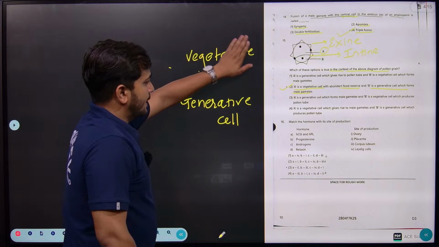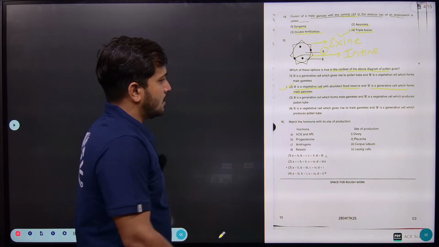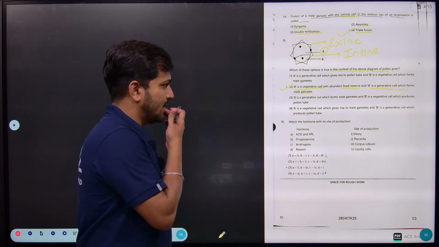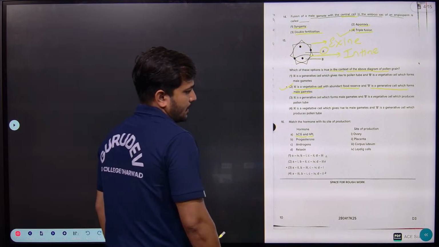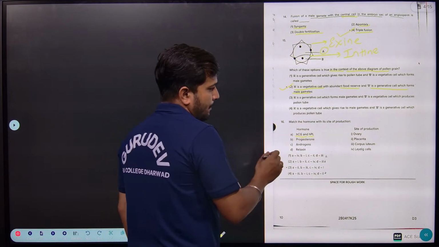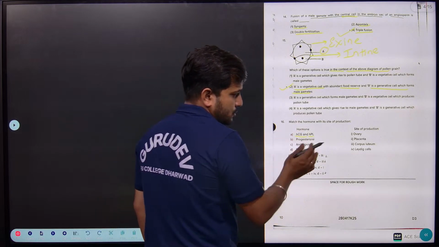Then the next question is again match the following, right? The hormone with its site of production, right? So here mainly HCG and HPL, right? HCG is human chorionic gonadotropin, and HPL is the human placental lactogen hormone, right?